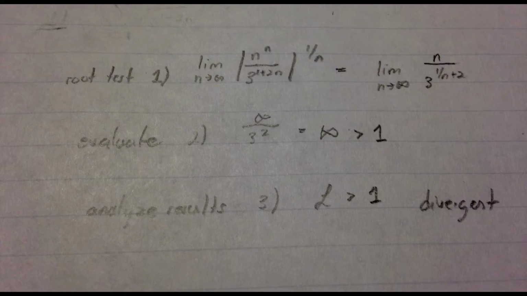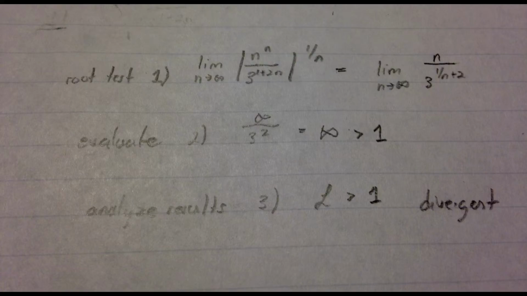And then continuing, we evaluate as n goes to infinity. We plug in infinity, and we find that it's infinity over 3 squared, which is simply infinity. And because L equals infinity, which is greater than 1, we can decide, by analyzing our results, that this series is divergent.